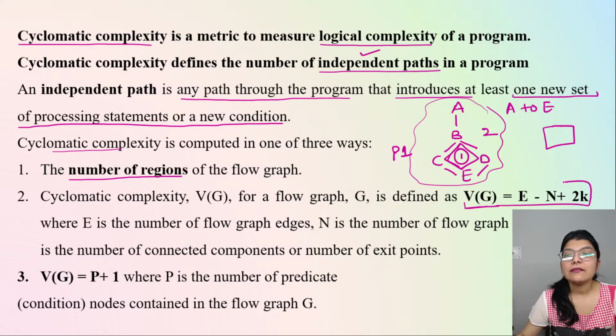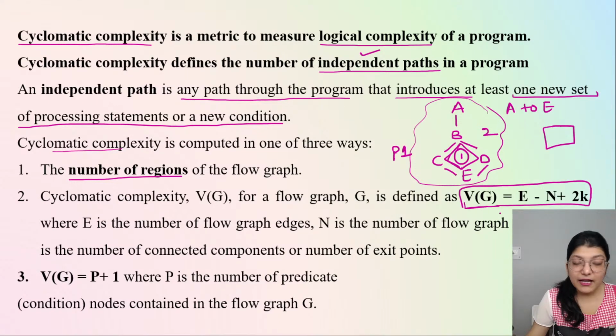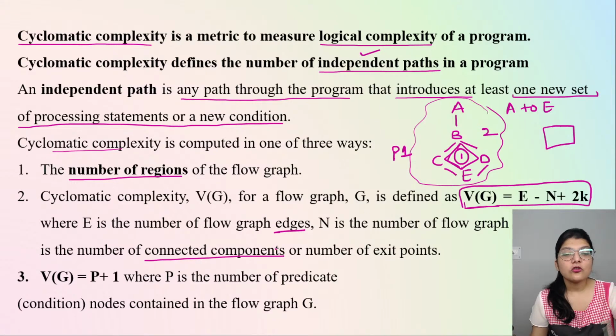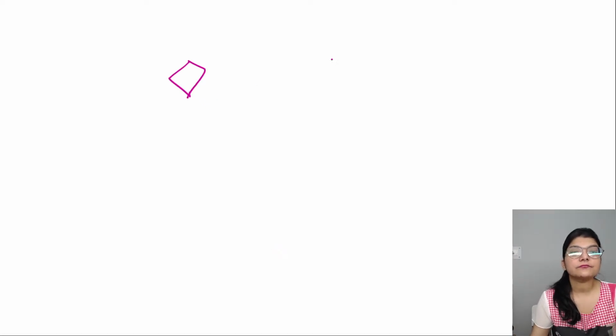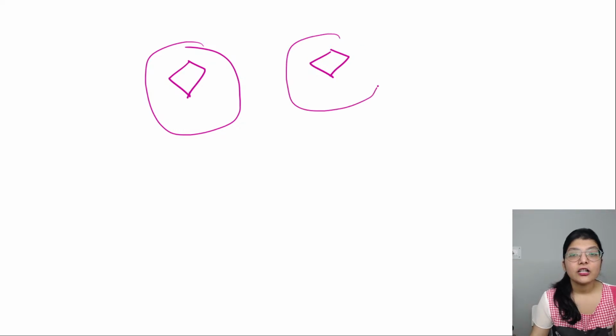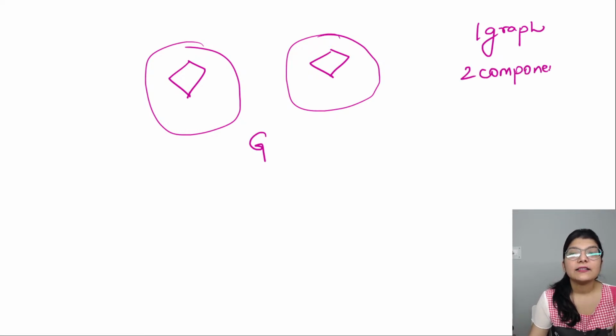is equal to E minus N plus 2K. Now what is E minus N plus 2K? E is the number of edges, N is the number of nodes, and K is the number of connected components. So if I have a graph like this, this is one graph. Now you will say that, ma'am, this is a different graph and this is a different graph. No, these are 2 different components of the same graph. If I write it as G, this is a graph G, one graph, and it has 2 components. Components means they are different components but part of the same graph.